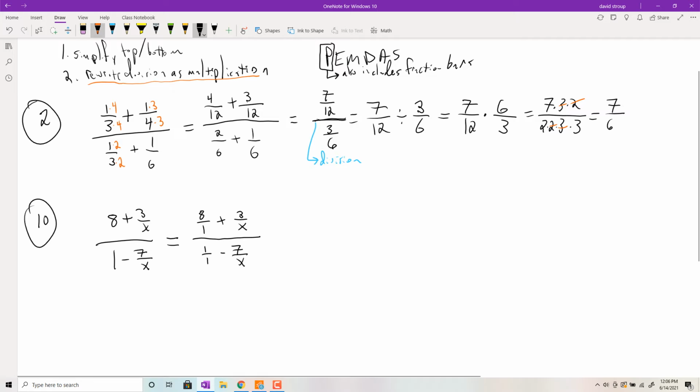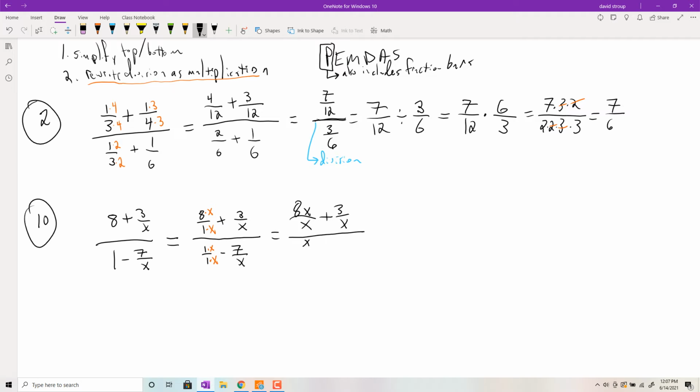Then I'm going to multiply to get my common denominator. In the numerator, the first fraction's denominator is missing an x. And in the denominator, the 1 over 1, we need to get an x in its denominator as well. Then we should have a common denominator for both. So I have 8x over x plus 3 over x, all over x minus 7 over x.